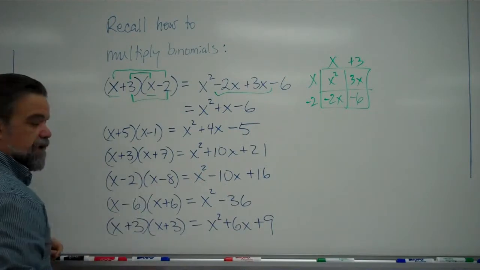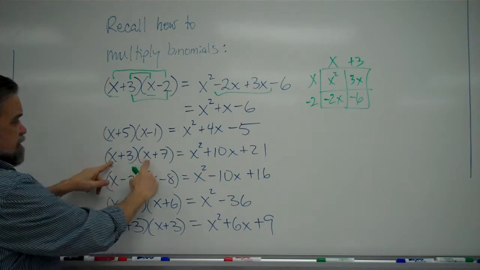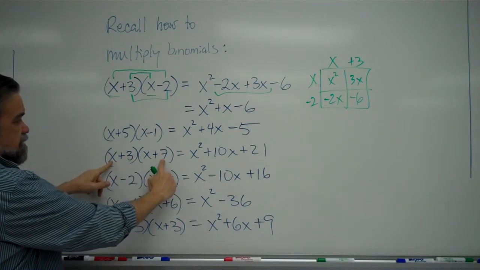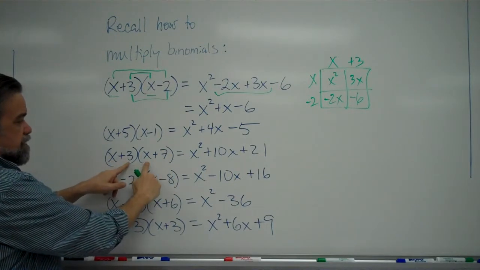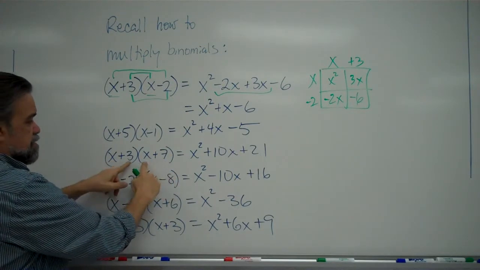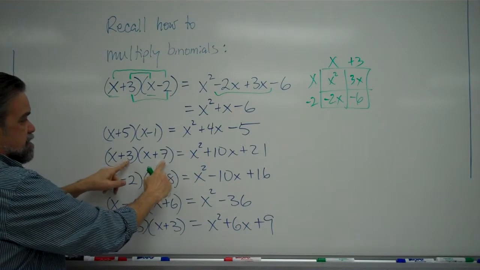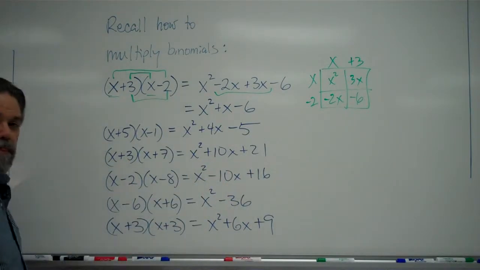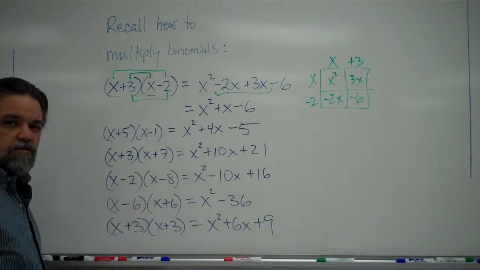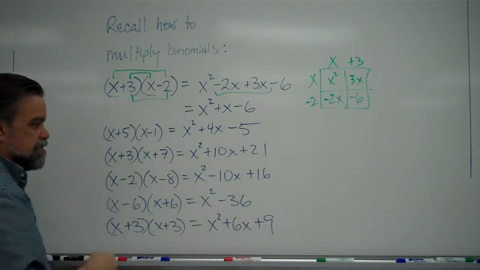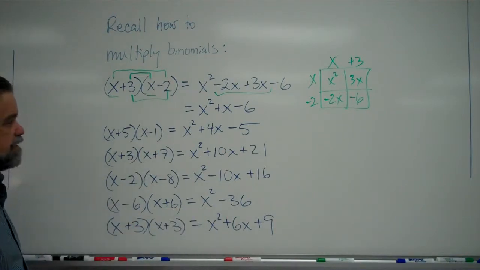And you'll see that this follows the pattern all the way down. x times x is x squared. x times 7 is 7x. x times 3 is 3x. 7x plus 3x is 10x. 7 times 3 is 21. And you can hit the pause button and check for yourself that these are all exactly right.